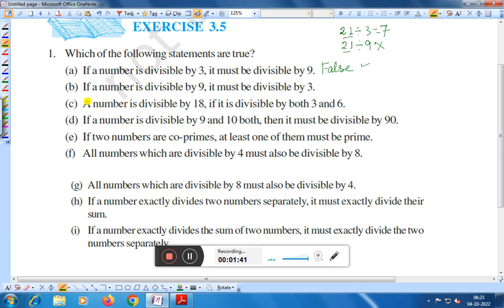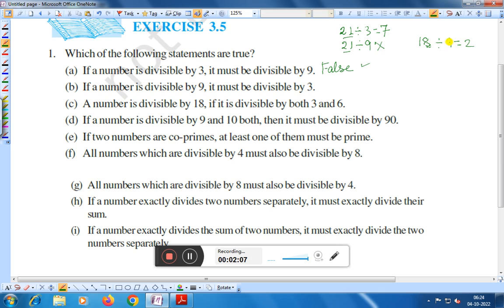Number 2, B. If a number is divisible by 9, it must be divisible by 3. We know a rule. Suppose we take any number, suppose 18. Now 18 is divisible by 9. 9 2 18.